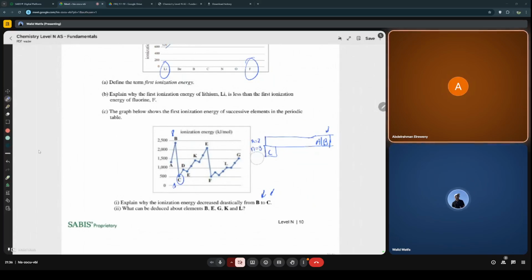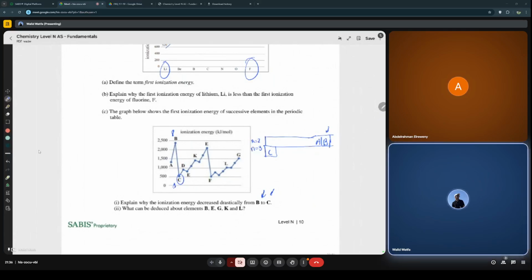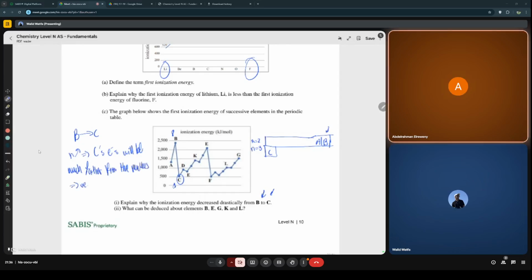That's called the energy level, the quantum energy level, right? So you'd say from B to C, n increases, therefore C's electrons will be much farther from the nucleus. Therefore, extension.